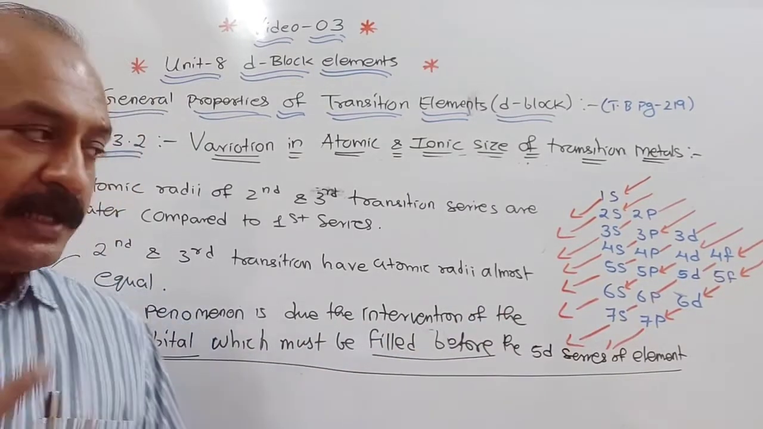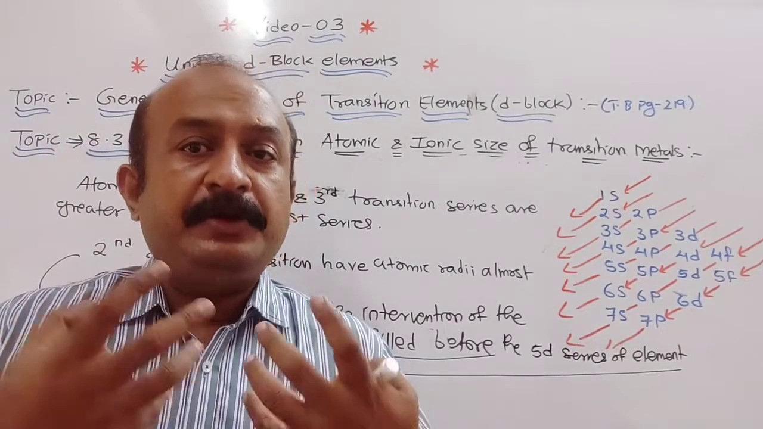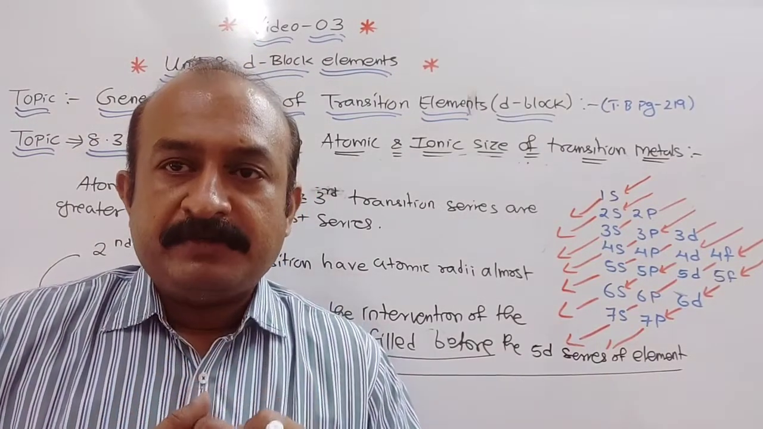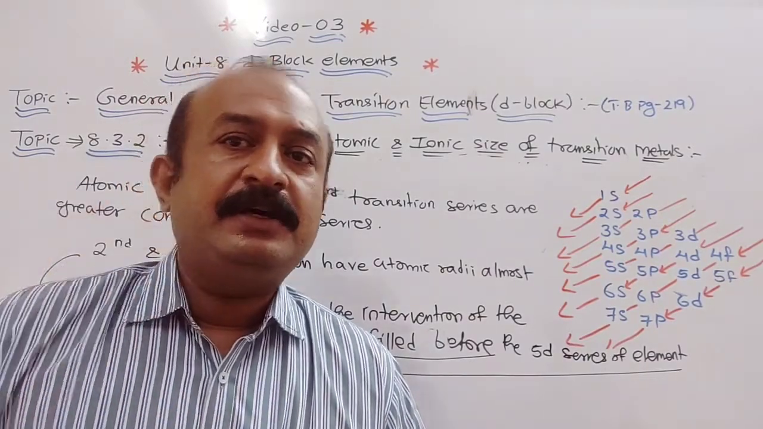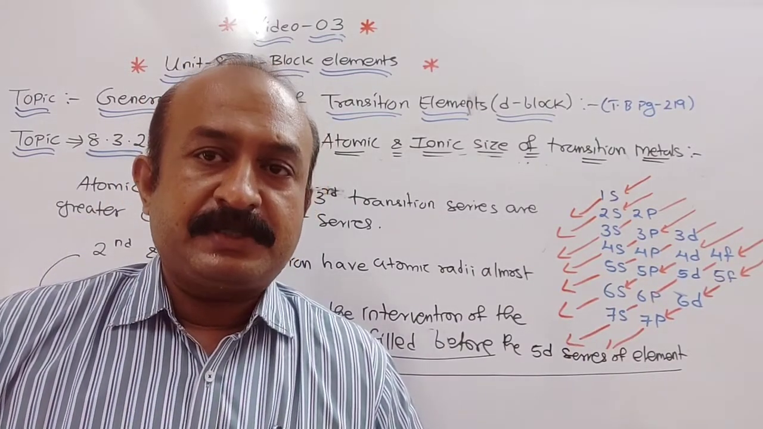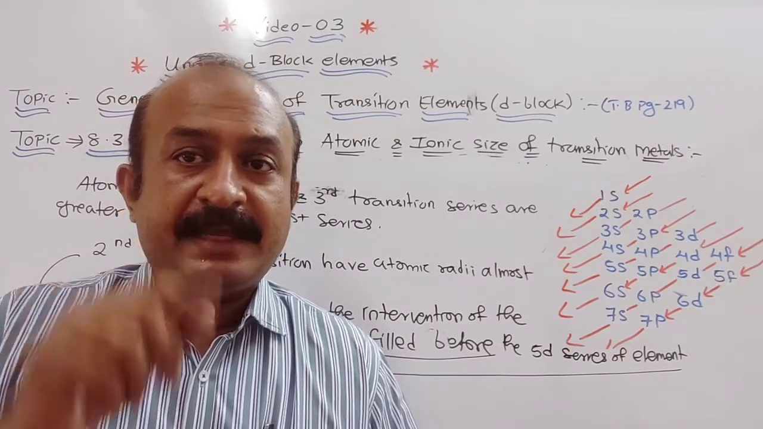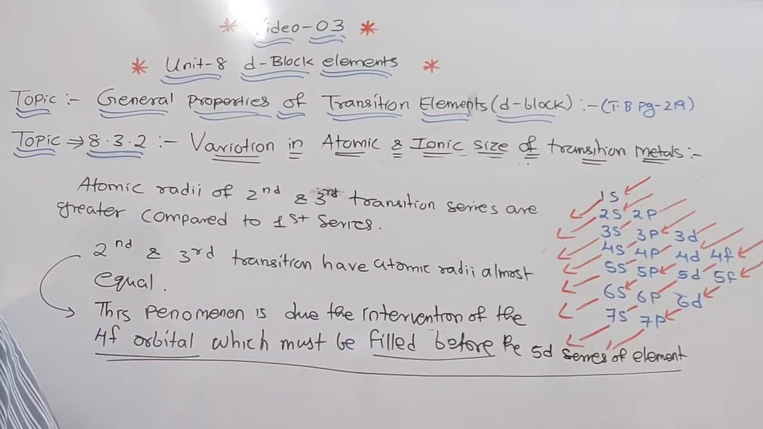Okay, so because 5d orbitals are filled before 4f, there is a contraction in the higher series, and that contraction we call lanthanoid contraction, because you see this maximum in the third series. The third series, its lanthanum starts, La was the element. So here you can write down one note.